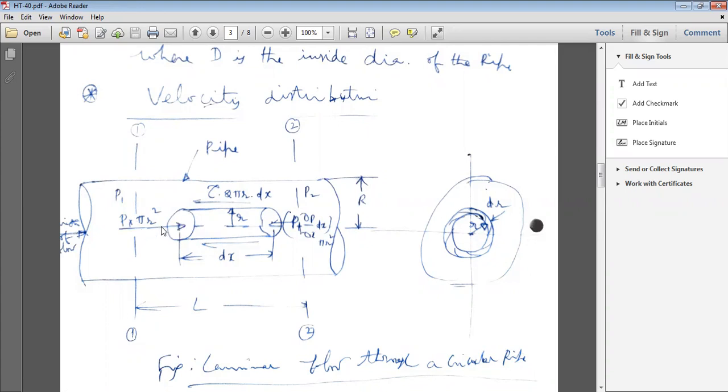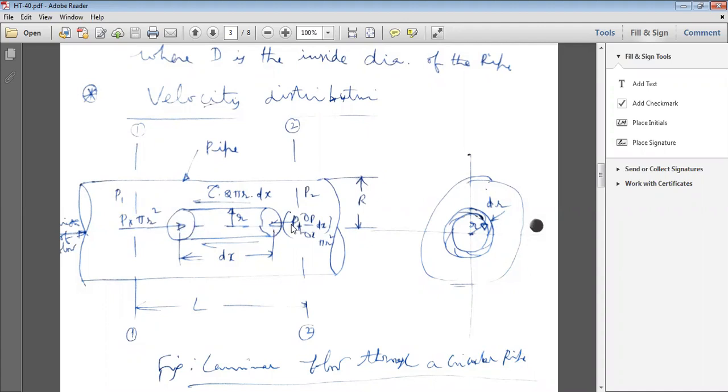So pressure force, how do you calculate? Pressure intensity P into area, pi r square. So pressure acting in the positive x direction is P into pi r square, the pressure force. Pressure is equal to force by area, that's why force is equal to pressure into area, pi r square.